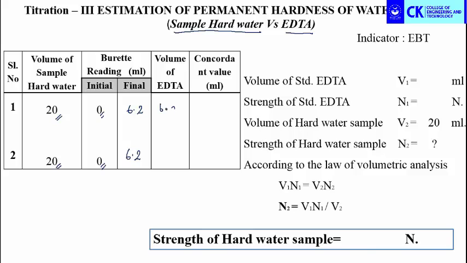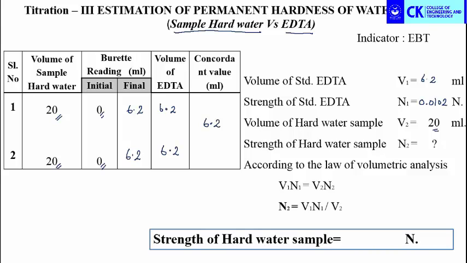We have to write the same for the volume of EDTA, and if we get the same value, we can take it as the concordant value. 6.2 ml is our concordant value of titration 3. We need to write the volume of standard EDTA, 6.2 ml. And the strength of EDTA we already calculated as 0.0102 N. The volume of hard water sample we have taken is 20 ml.